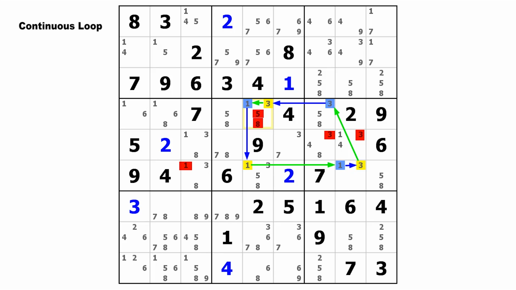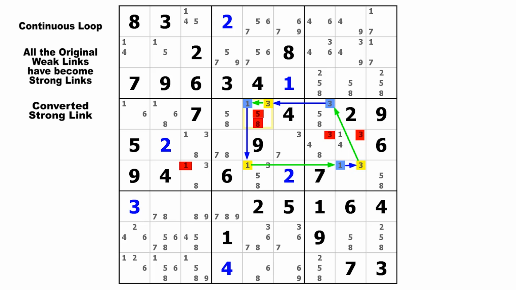That's the only reason. But what this means is that you can eliminate any same digit candidate from a house where there is a blue one and a yellow one, and you can also eliminate any different digit candidate from a cell where there is a blue one and a yellow one. And this is just another way of saying that all the original weak links in the loop have now essentially become strong links. And we are going to call this a converted strong link to imply that it began as a weak link, but now that the loop is constructed and connected, it has been converted into a strong link.